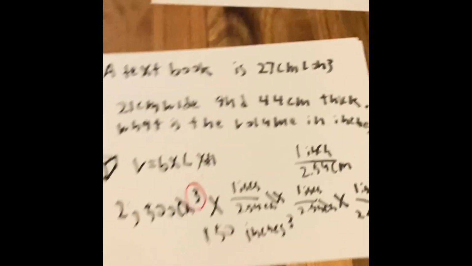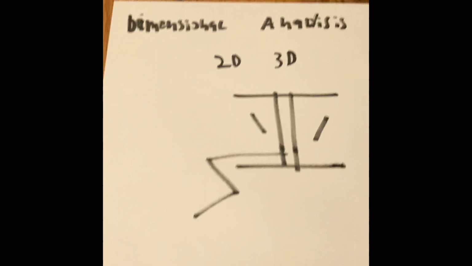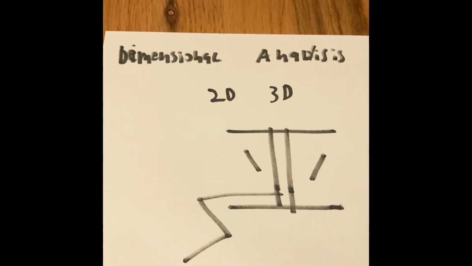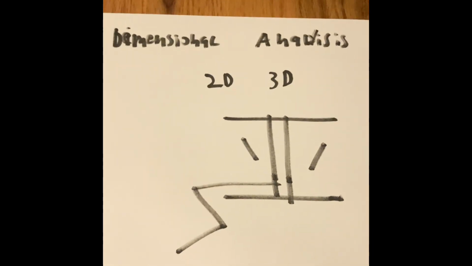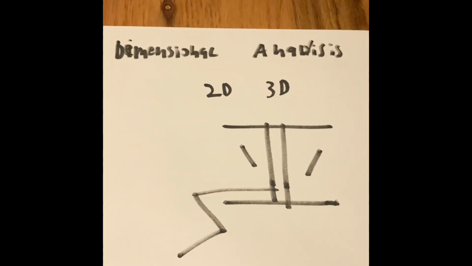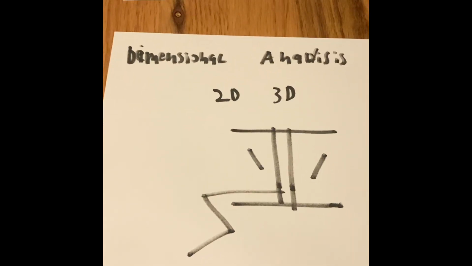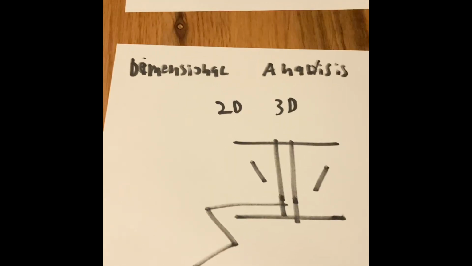And that is how you can do dimensional analysis in 2D and 3D forms. Be careful of those exponents. I hope this video has helped you understand dimensional analysis with 2D and 3D shapes.